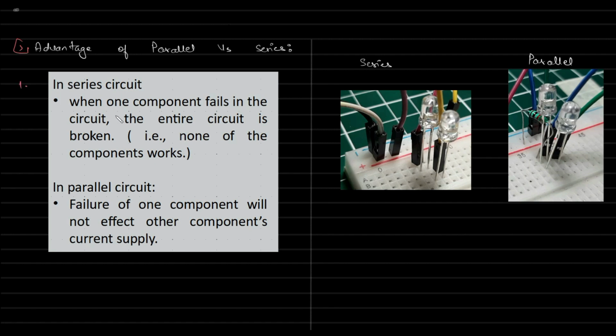In series connection, when one component fails in the circuit, the entire circuit is broken. In parallel circuit, failure of one component will not affect the other component's current supply. It's simple. See, here I have a series connection. Here I have a parallel connection. How can we tell that?